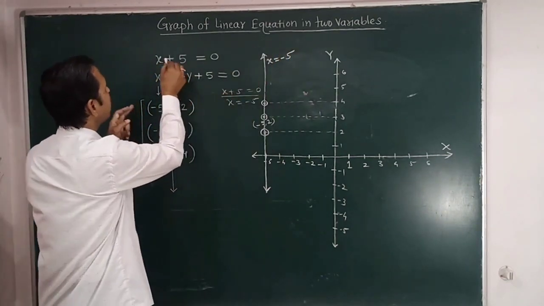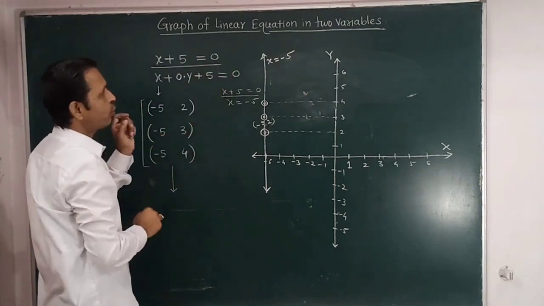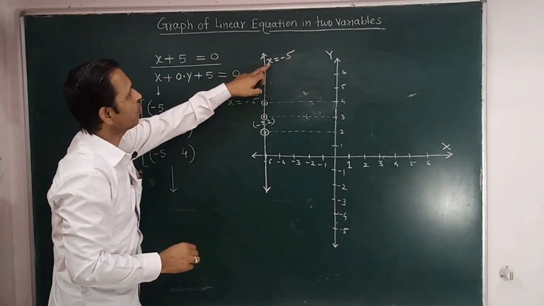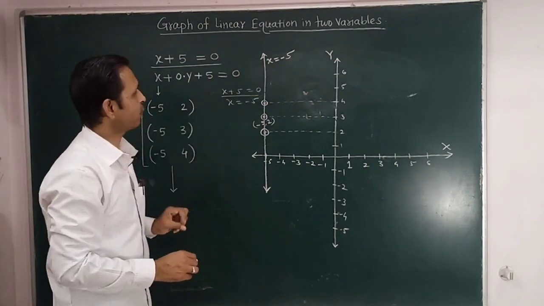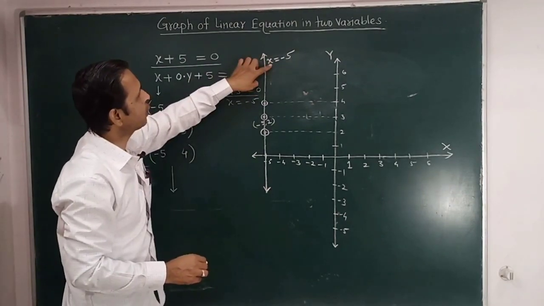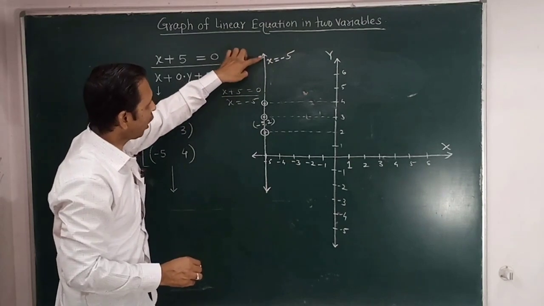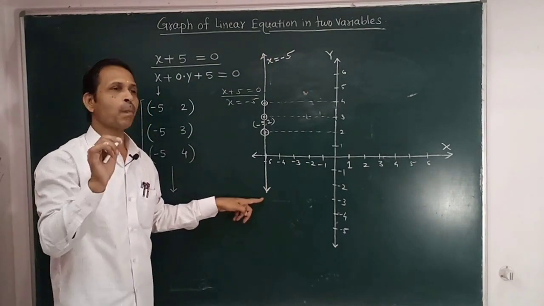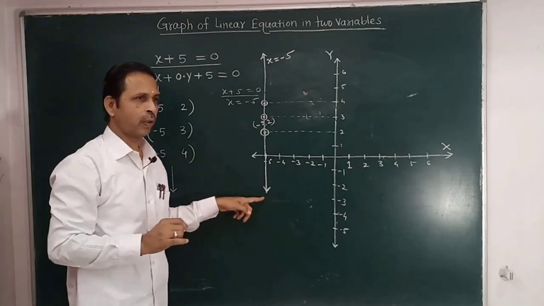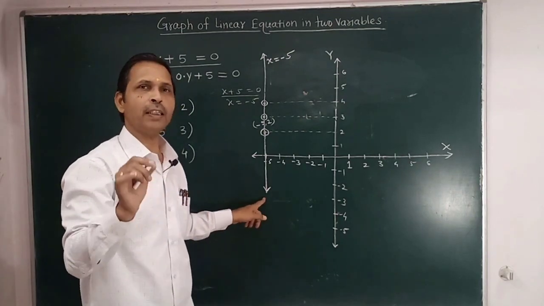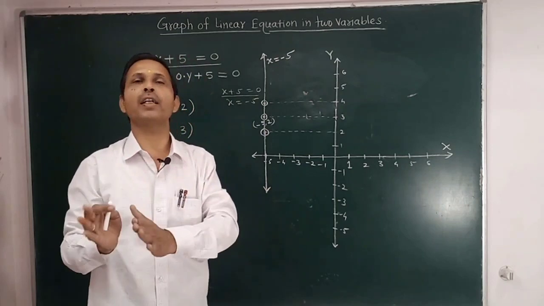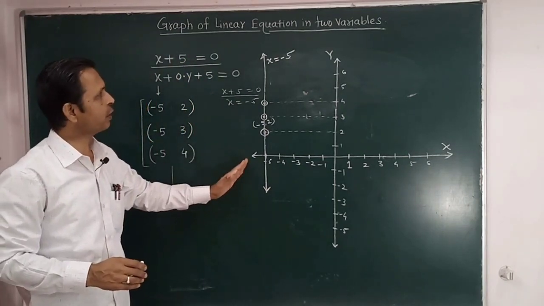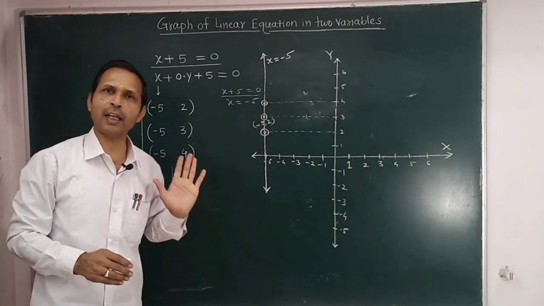It means the equation is x plus 5 is equal to 0, means x is equal to minus 5. This is the equation, that is x is equal to minus 5, and this is the linear equation in one variable, and the graph of the linear equation in one variable is a straight line, and it is always parallel to any one axis. The graph of such equations is parallel to any one axis.